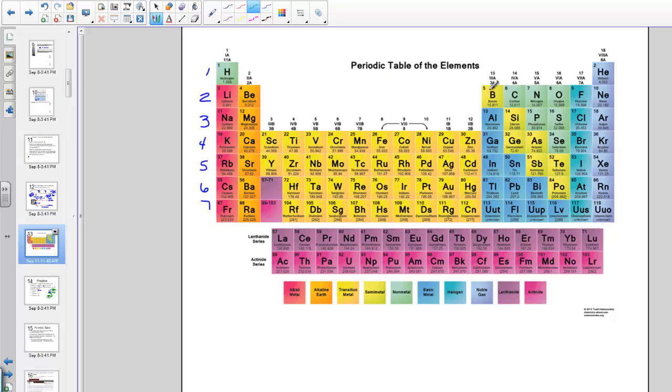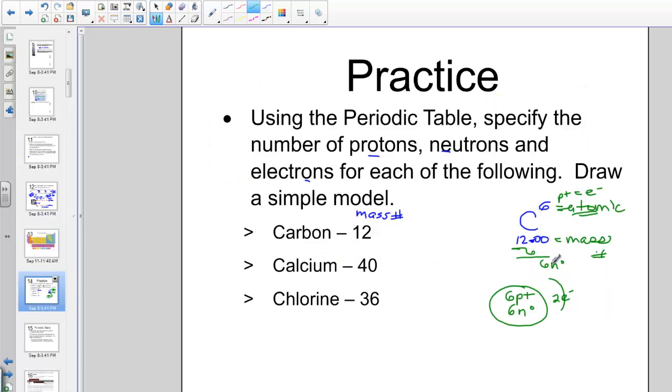1, 2, 3, 4 positions to get over to the carbon. Notice its group number is 4A. There'll be 4 more electrons in our model. Second energy level, 4 more electrons, giving me a total of 6 to balance the electrical charge of the 6 positive protons. And just to help us remember a vocabulary word, the electrons in the outermost energy level are known as the valence electrons.